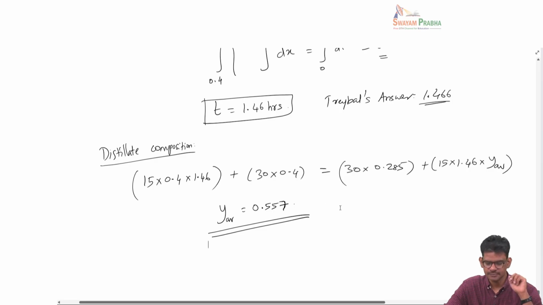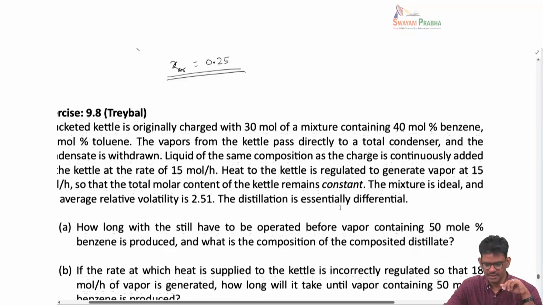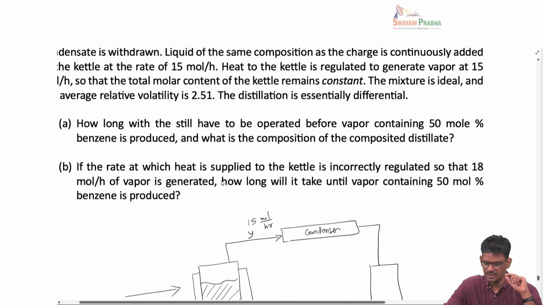Okay. So now if you go to part B, it has a very similar kind of question. The only thing is the flow rates are different. Okay, so again you have to go back to the basics, do the mass balance, set up the equations, and then you solve this. Okay, we'll stop here.